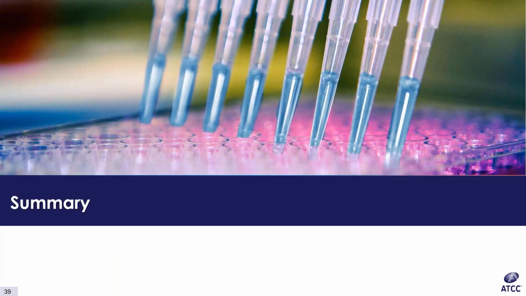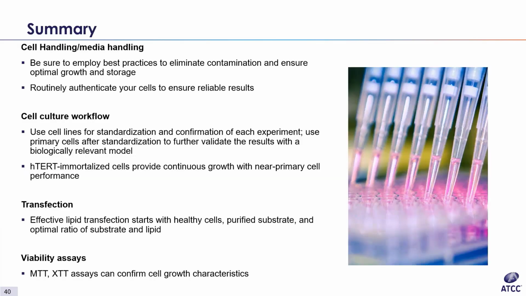And so now we're reaching the end, and this is just one last summary on everything that we've talked about. As a summary of what we've discussed, remember to use best practices to eliminate contamination while ensuring optimal growth and storage. In your cell culture workflow, choose the best model for your needs. Cell lines for standardization and primary cells as optimal controls that maintain biological relevance. hTERT immortalized cells can be the best of both worlds with continuous growth and primary cell characteristics.